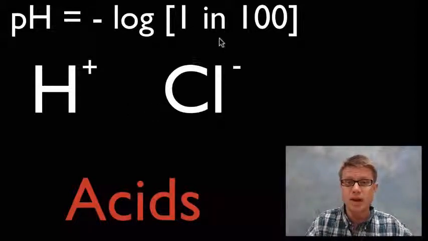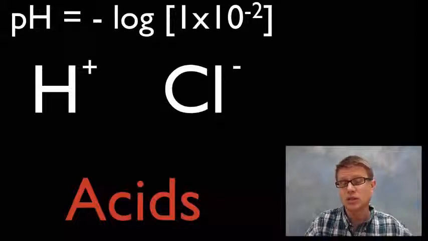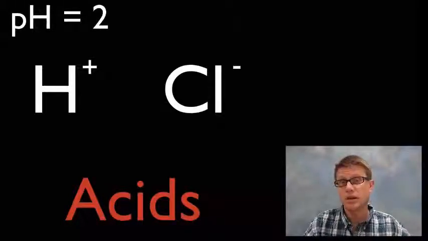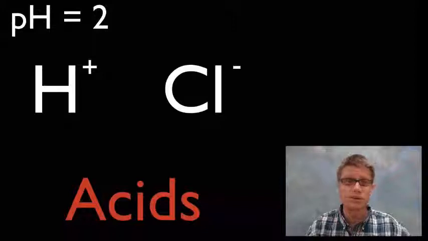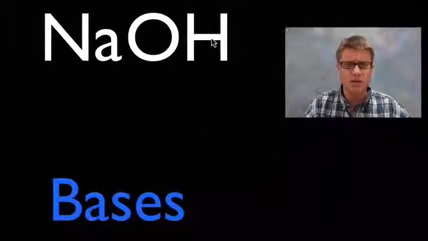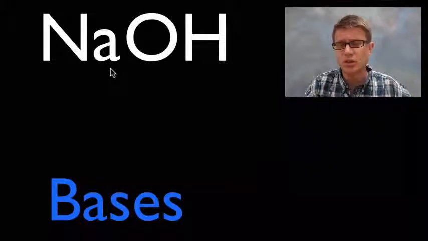And so if we were to write that as scientific notation, it's the negative log of 1 times 10 to the negative 2. So we would have a pH of 2. And so depending on the concentration of hydrochloric acid, we could have a pH of 2 or 1 or 3. It depends on how much hydrochloric acid is in there. Now let's look at a base. And so a base, for example, this would be sodium hydroxide or lye.